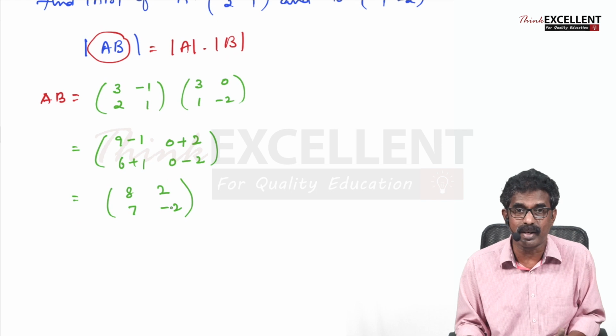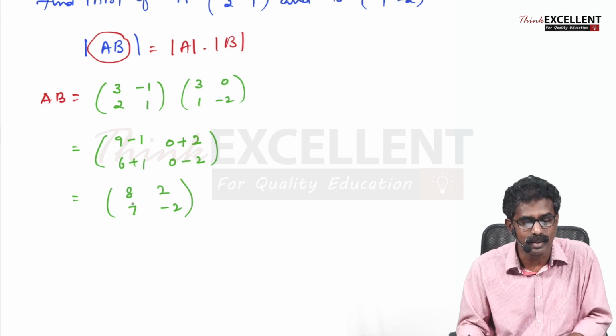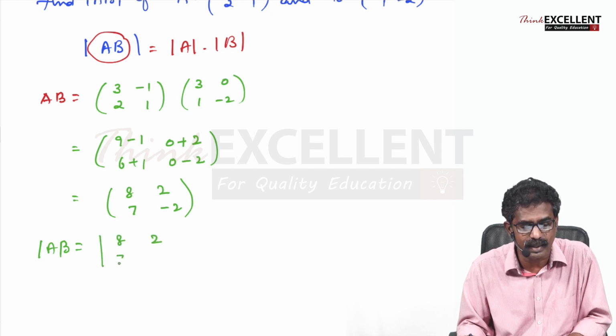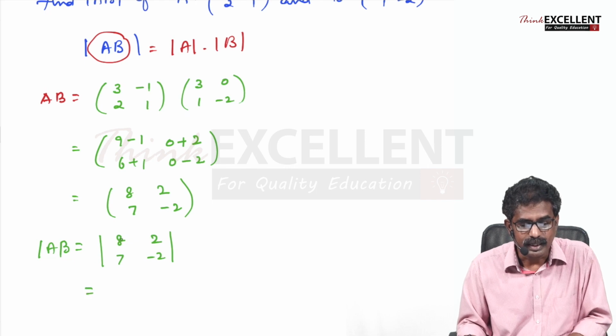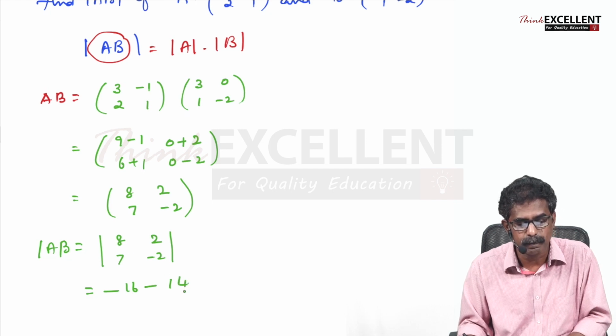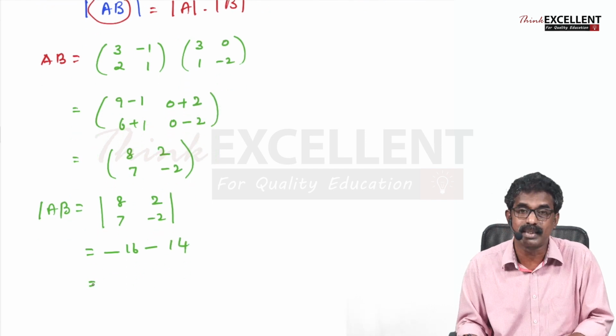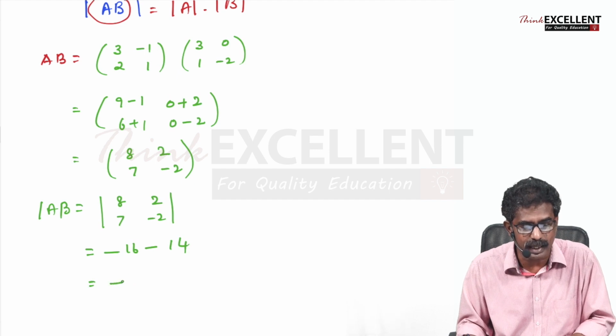Matrix cannot be simplified. Don't simplify this one. Okay. So we want determinant AB. So now you write it as a determinant 8, 2, 7, minus 2. This can be simplified. 8 into minus 2, minus 16. Minus 7 2s are 14. So both negative values, so just add it and put a minus sign. So minus 30 is your answer, right?